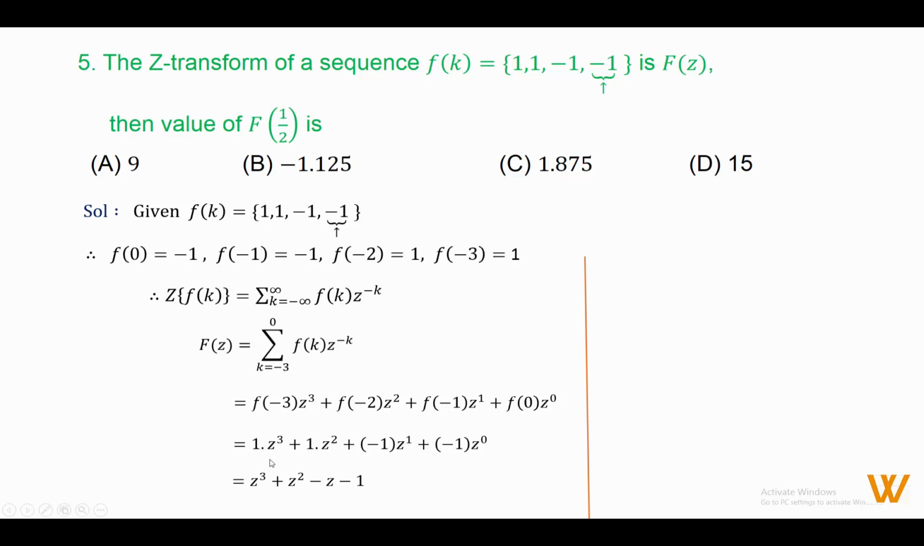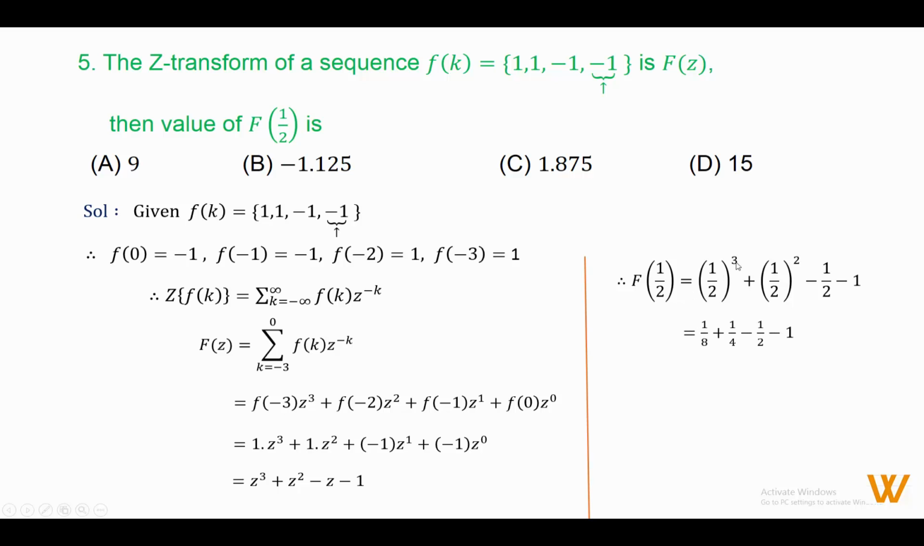So is equal to we get z cube plus z square. This is plus minus become minus z, and then plus and minus become minus 1, and z raised to 0 is 1, so minus 1. Then find the value of f of 1 half, means here put the value of z is 1 half, therefore we get f of 1 half equal to, first term put z is 1 half, so 1 half cube, plus 1 half square, minus 1 half and minus 1.